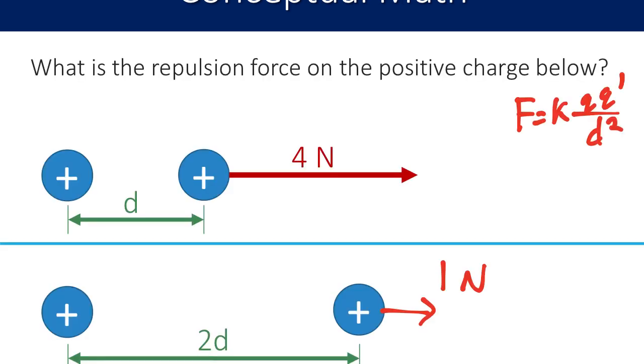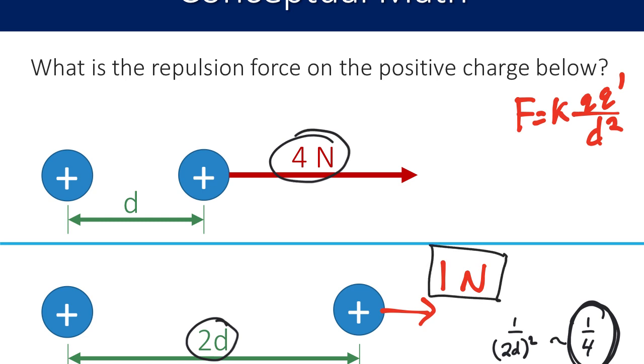All right, once again, coming back to some of the conceptual math, we know that there might be a repulsive force on this positive charge because they're both positive. We can figure out if the repulsive force is 4 newtons, but we double the distance, right? Remember, the force is proportional to the inverse of the distance squared. So if I'm doubling the distance, 2d, that's like 1 over 2d squared, which would be proportional to 1 over 4. So it's really taking 1/4 of what we started with. If we start with 4 newtons, we're going to end up with 1 newton of force.